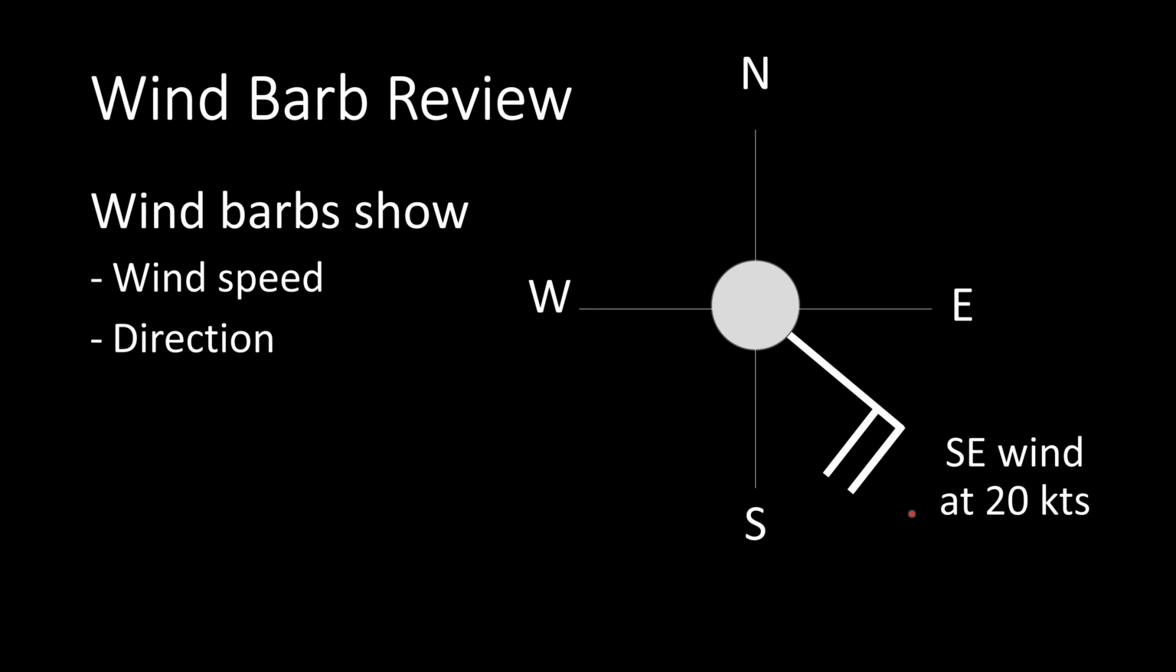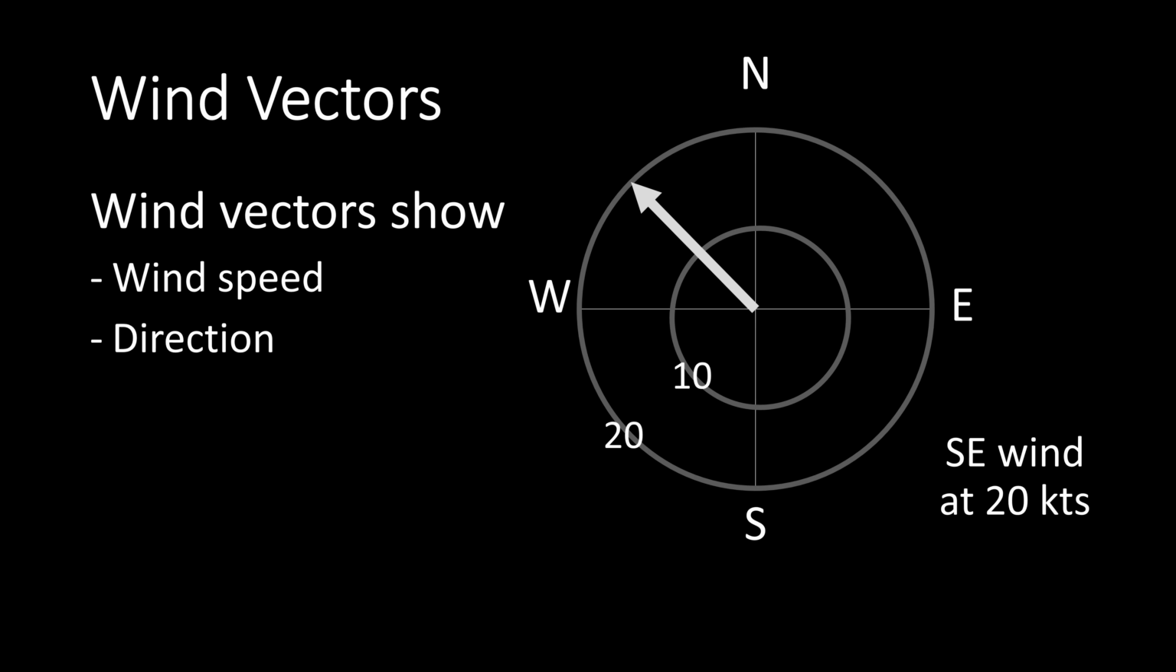So in summary, we have a southeast wind at 20 knots. Now we're ready to talk about wind vectors. And wind vectors show essentially the same information as wind barbs. They show wind speed and direction. So let's show that same southeast wind at 20 knots, except in terms of a wind vector.